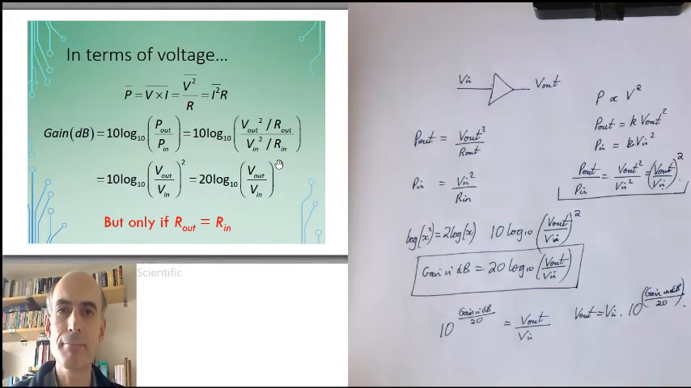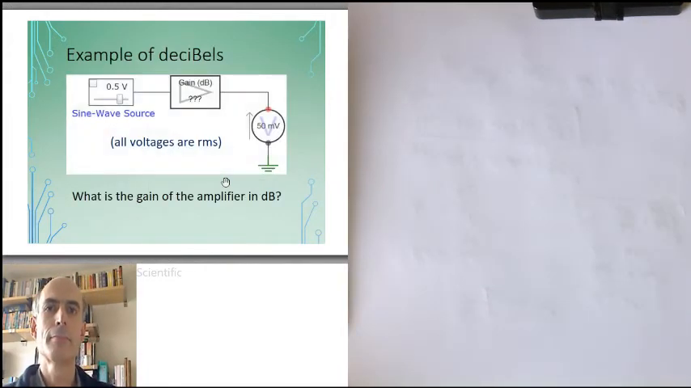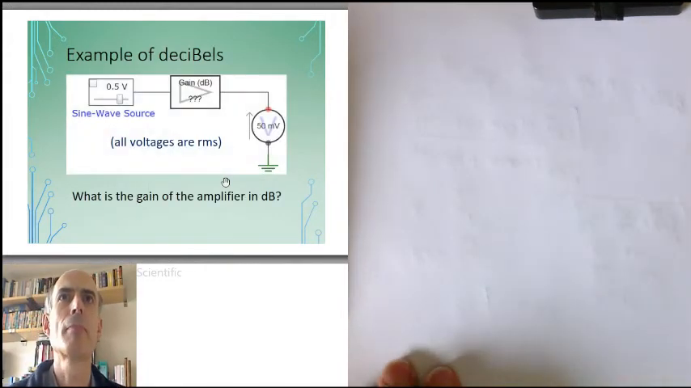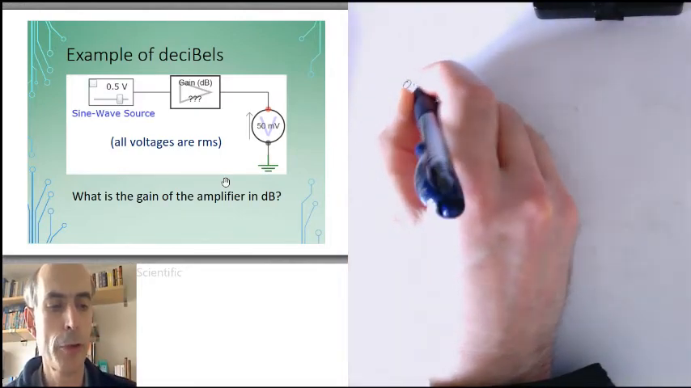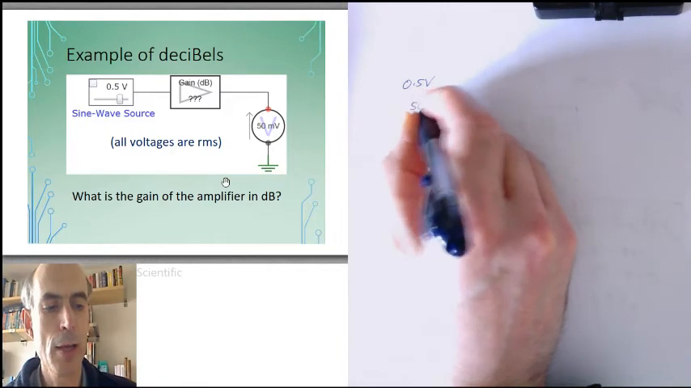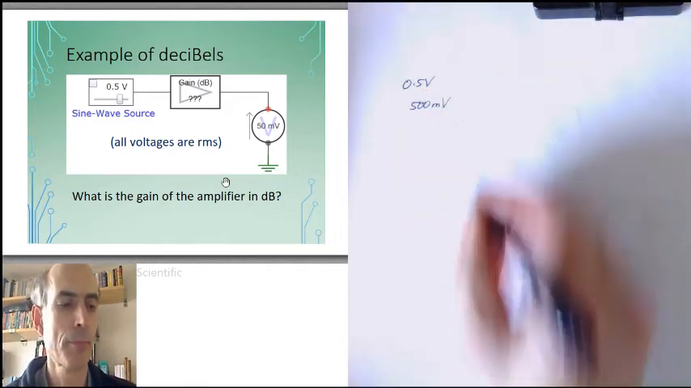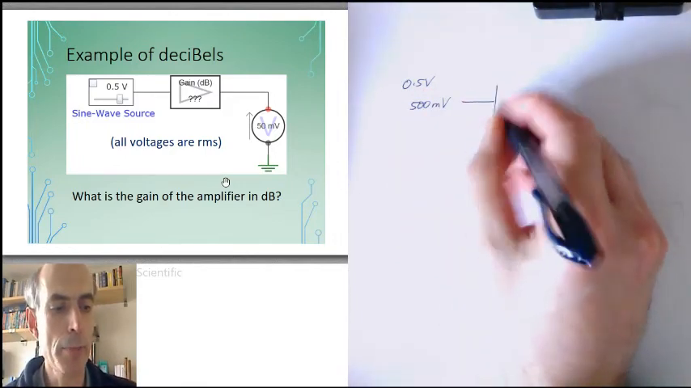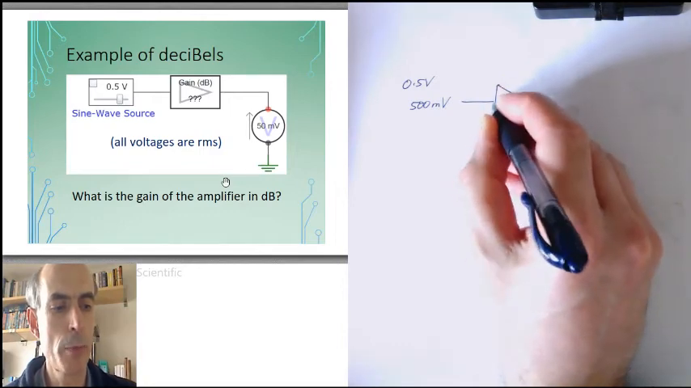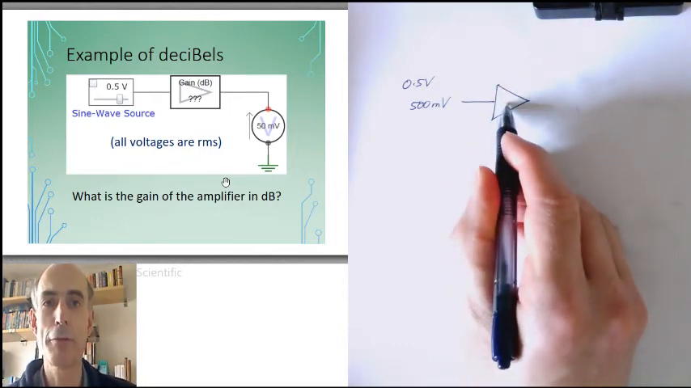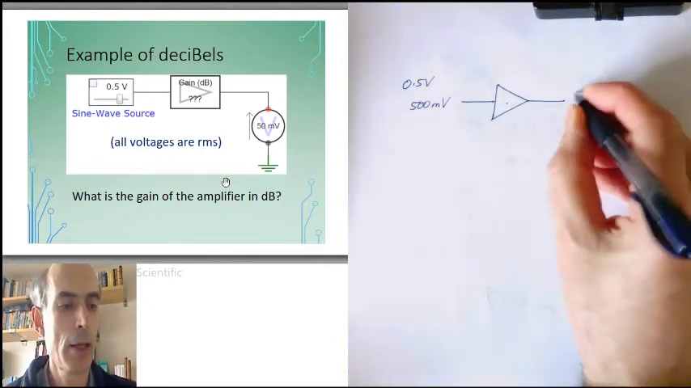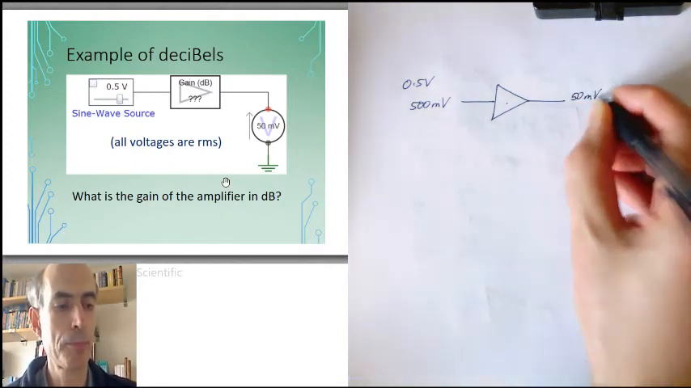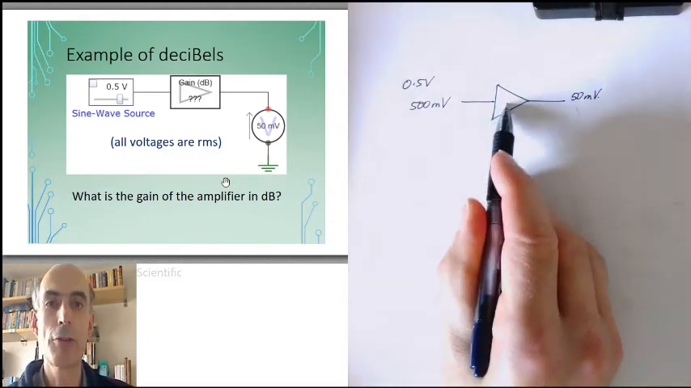Okay, let's do a couple of examples. Here's one to get started. Got a sine wave source which has an input of 0.5 volts, which I could write as 500 millivolts. Goes through an amplifier, and we want to be able to express the gain of that amplifier in dBs. The output of the amplifier is 50 millivolts. What is the gain of this amplifier?